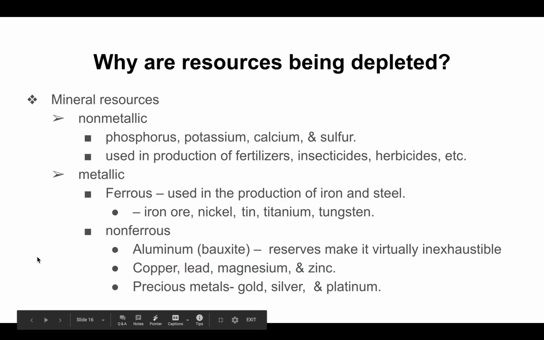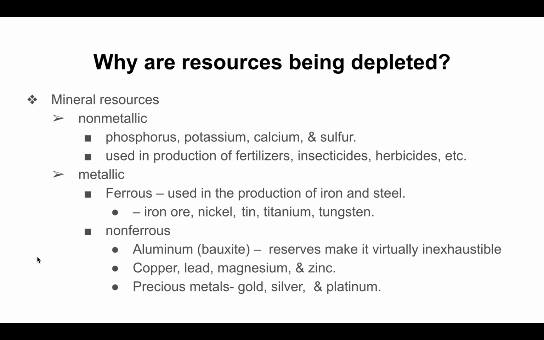Why are resources being depleted? Minerals are non-metallic. Those are often used in fertilizers or agricultural production, such as phosphorus, sulfur, and potassium. There's also the importance of calcium. Metallic minerals are either ferrous. When they're ferrous, they can combine iron with the oxidation process, forming steel, and other ferrous metals such as iron ore, nickel, tin, titanium, and tungsten.